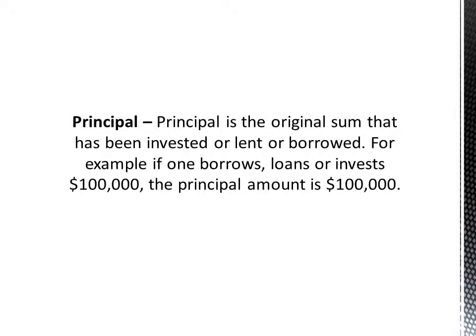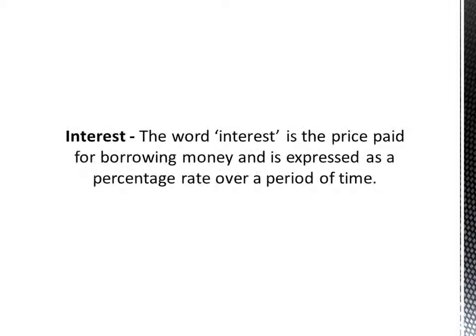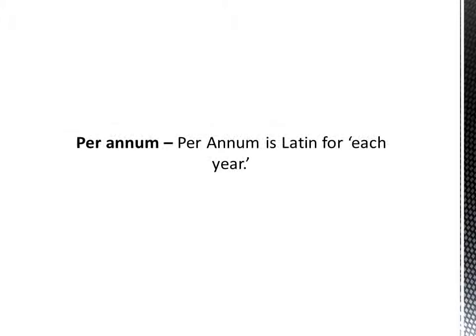Principal. Principal is the original sum that has been invested or lent or borrowed. For example, if one borrows, loans, or invests $100,000, the principal amount is $100,000. Interest. The word interest is the price paid for borrowing money and is expressed as a percentage rate over a period of time.